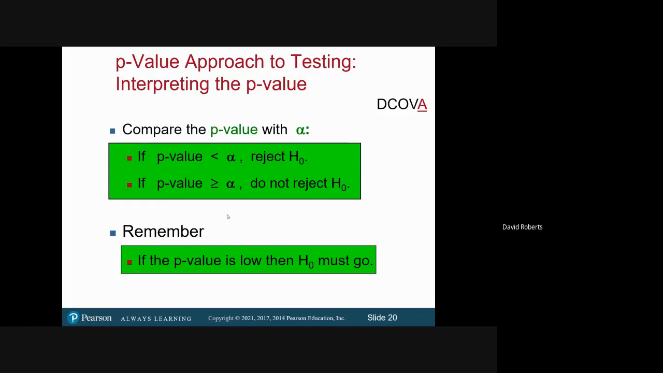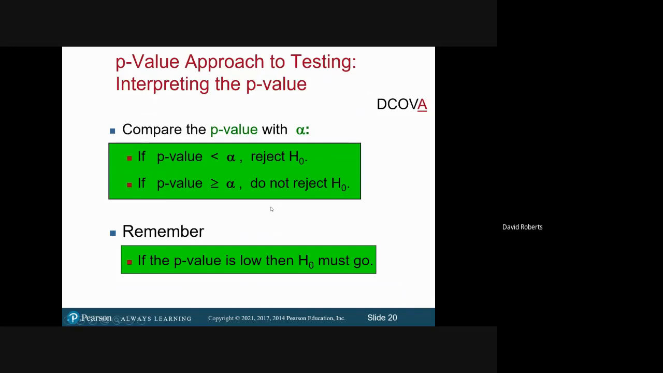Okay? Very important that you have this ready for you. If the p-value is less than the level of significance, you reject H0. So if the p-value is 0.03 and the level of significance is 0.05, you reject H0. If the p-value is greater than or equal to the level of significance, you fail to reject or do not reject H0. So if the p-value is 0.08 and the alpha or the level of significance is 0.05, you fail to reject.